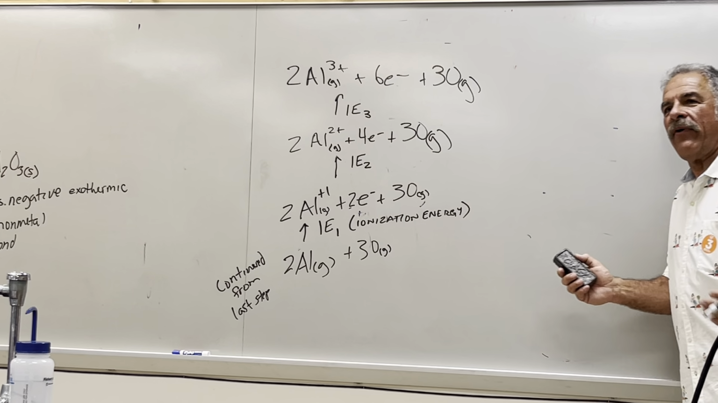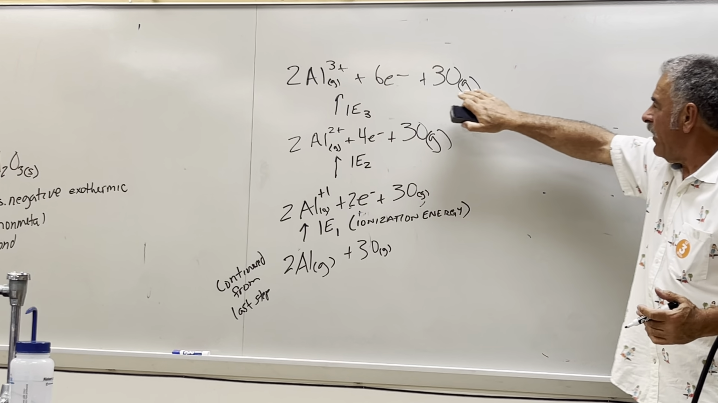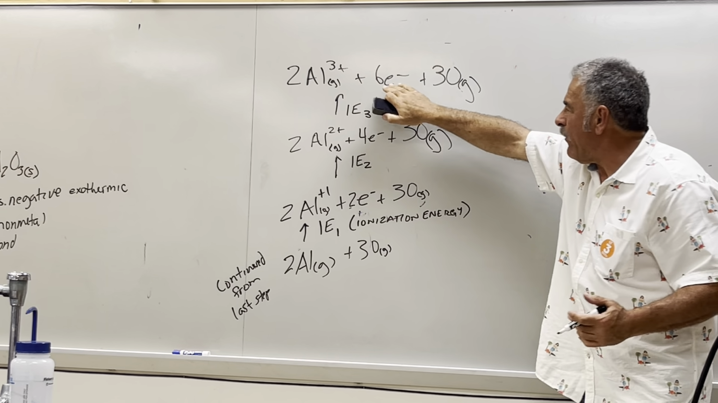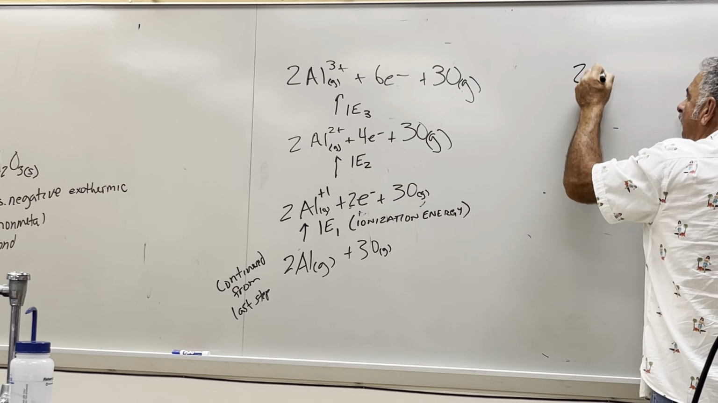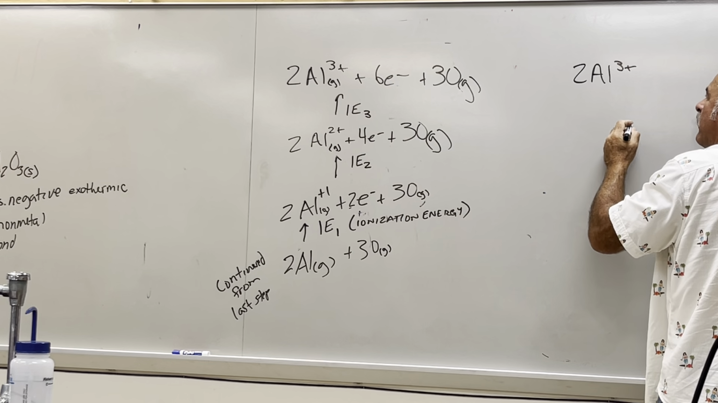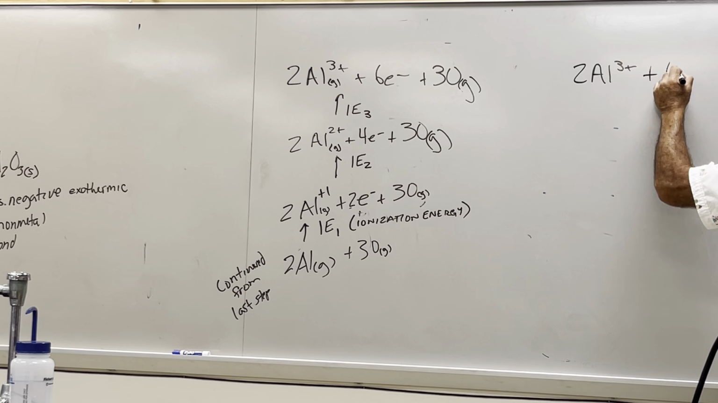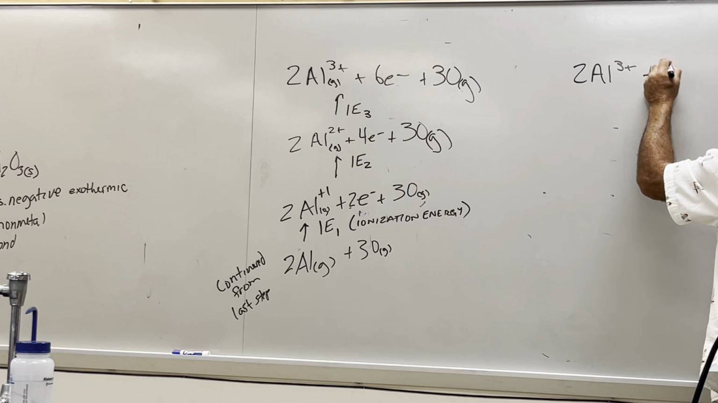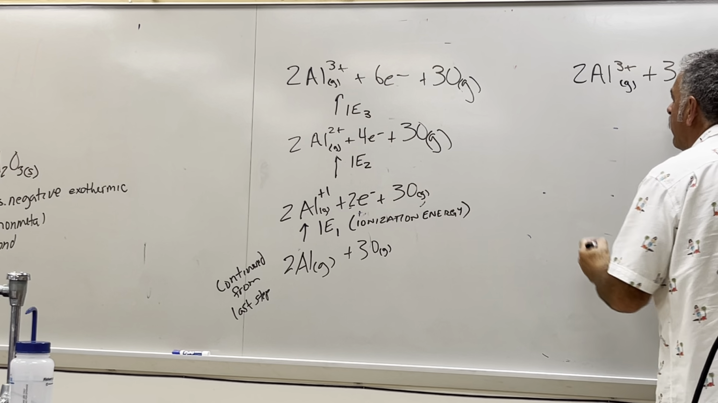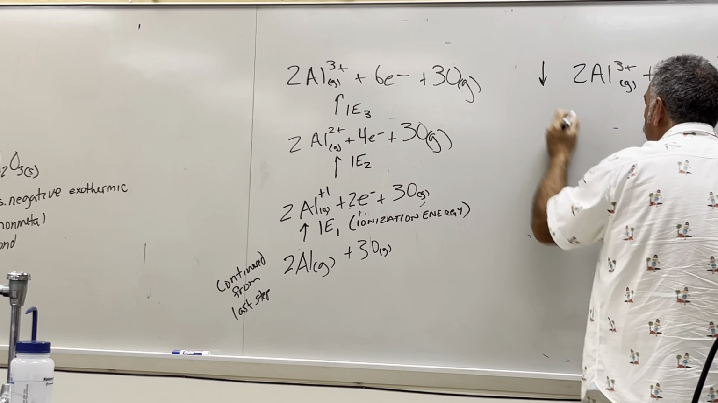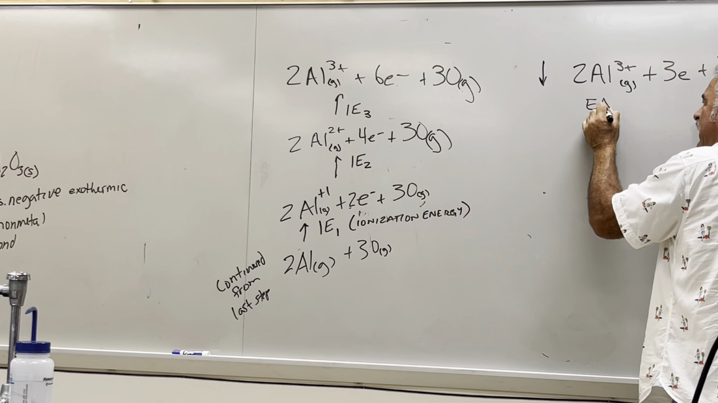So we're going to use one of these extra electrons and add it to the oxygen. We're going to take one of these 6 and add it, or basically 3, right? So then we have 2Al3 plus 3e, because we're going to use 3 electrons and we're going to add them to the oxygen. And that's a gas. All right? Well, that costs energy. And we call this electron affinity.